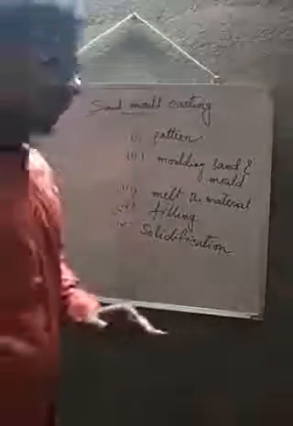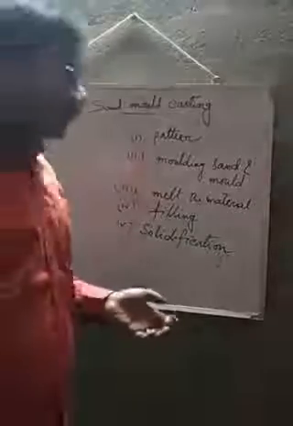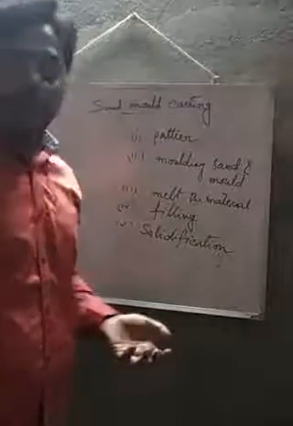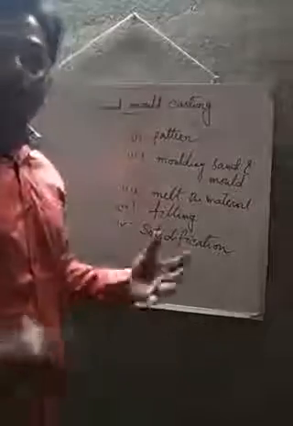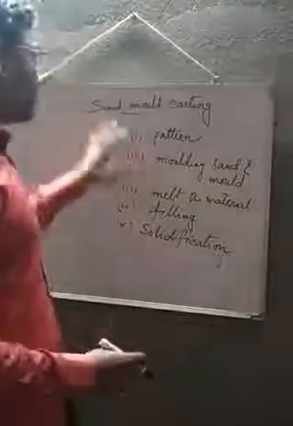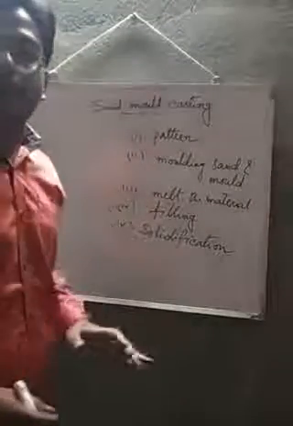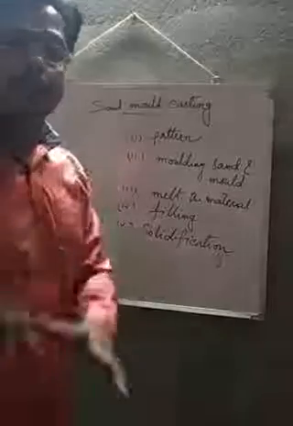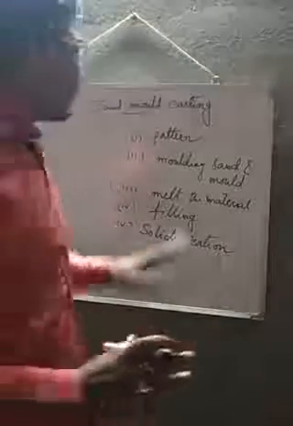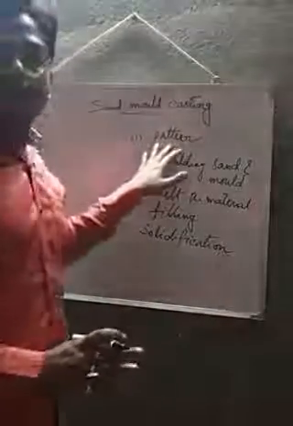And after solidification we get the product. After solidification there are also some steps required to follow, like fettling or machining or finishing. So these are the general steps required to get the product by means of the casting process. Now the first one is the pattern.